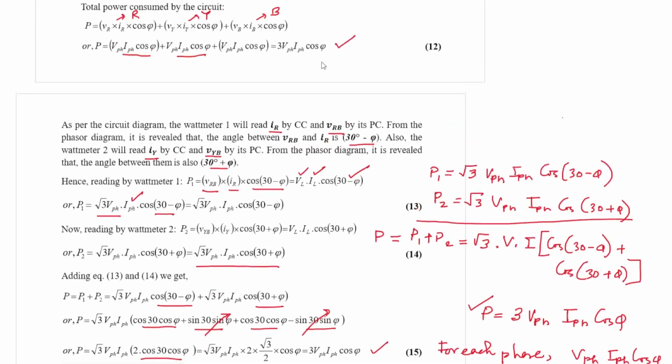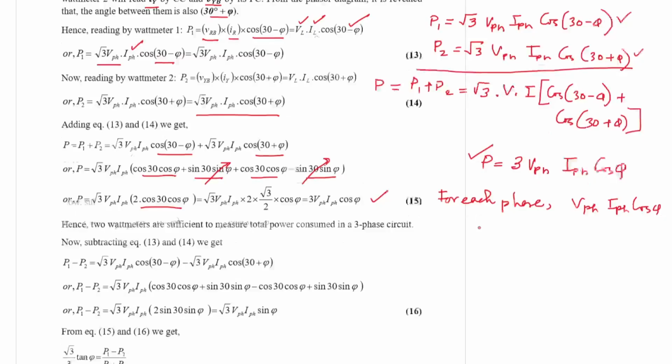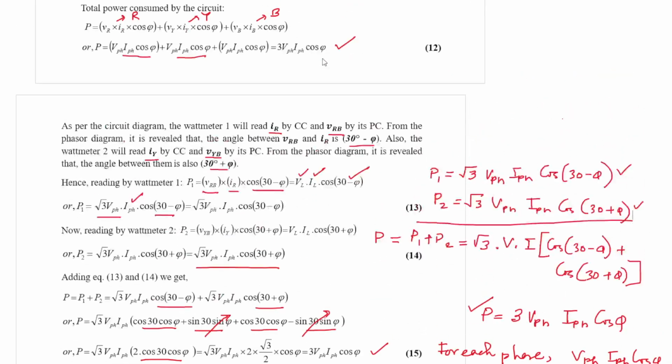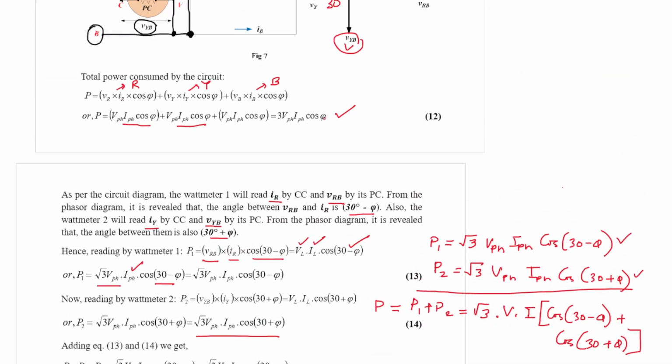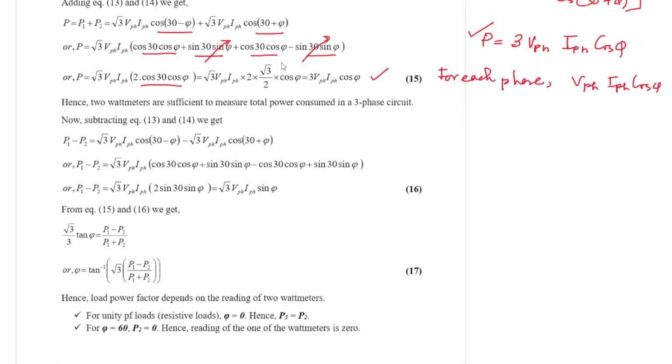So if you substitute that, wattmeter 1 will read this much, wattmeter 2 will read this much. The total power becomes, as we have solved and proved, 3 V phase I phase cos phi, which is exactly matching with the actual power consumed by a 3-phase circuit. So this is where we can conclude that 2 wattmeters are required to measure the power consumed by a 3-phase circuit. That is a very important statement.